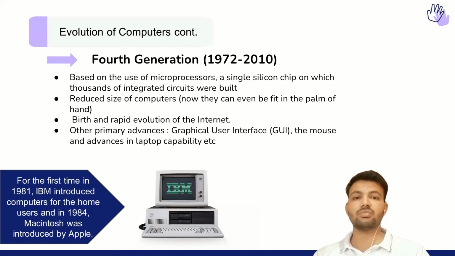So smartphones, smart watches, ऐसी चीजें fourth generation में बनने लगीं. So this gave birth to the rapid evolution of the internet. The internet was evolving at this time, and other primary advances were the graphical user interface, the mouse, and advances in laptop compatibility, etc. तो graphical user interface जो कि आज we heavily rely on it, वो भी develop हुआ था fourth generation में. IBM ने 1981 में computers introduce किए home users के लिए, and in 1984 the Macintosh was introduced by Apple. ये दो example हैं हमारे fourth generation के computers के.